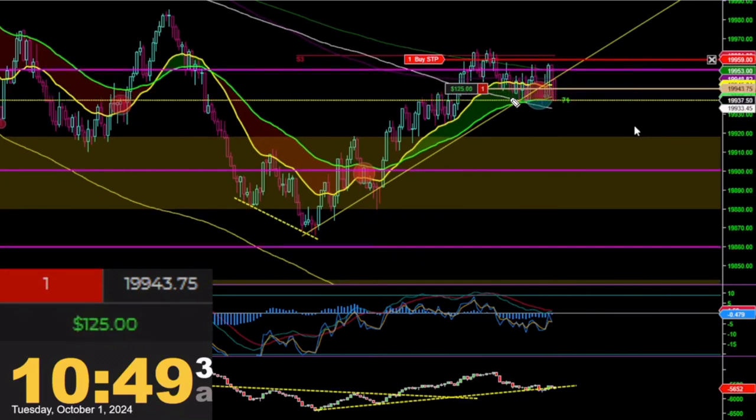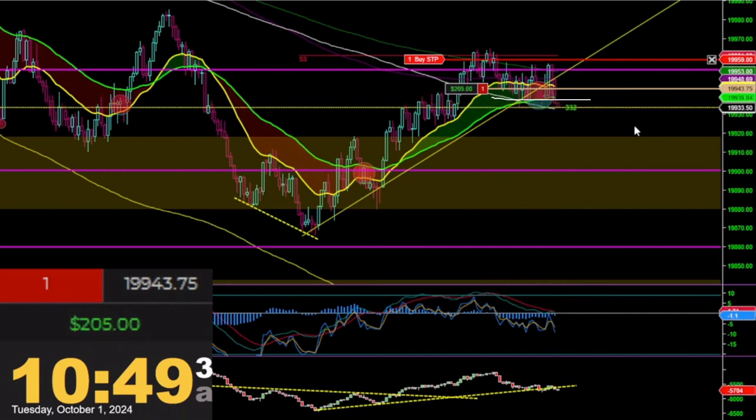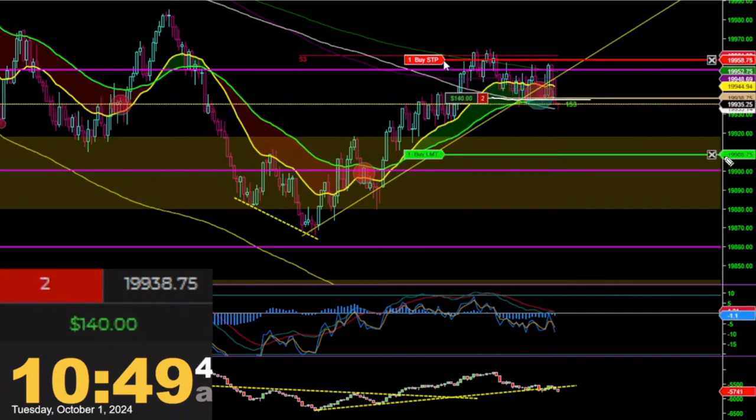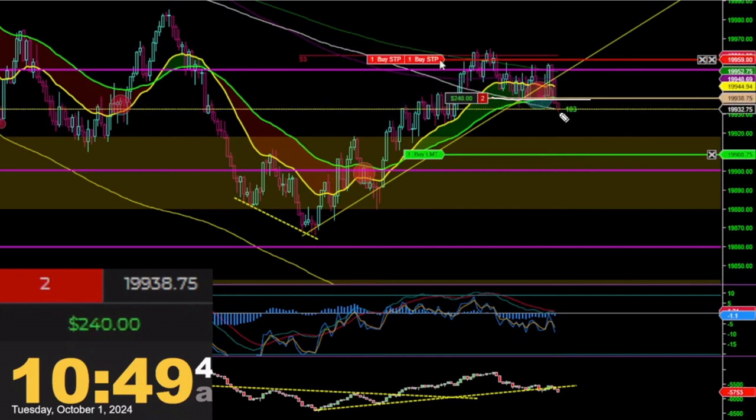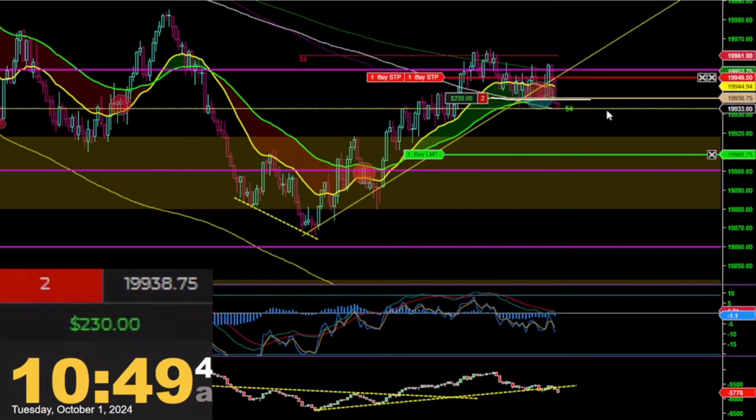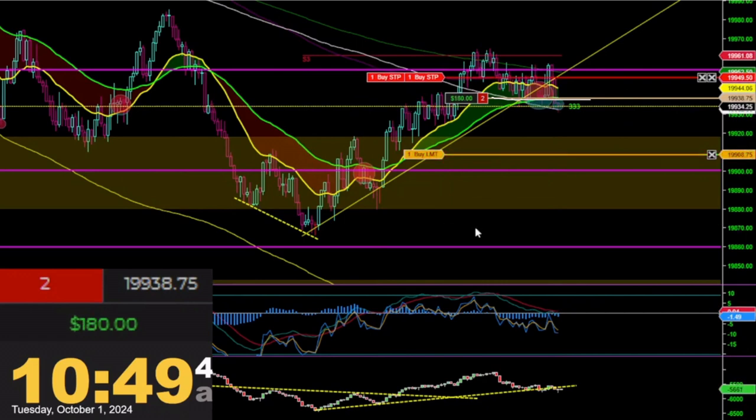So now we're creating a huge level here, which means possibly a selloff. That's why I added one more contract and moved my stop lower just to minimize my risk.